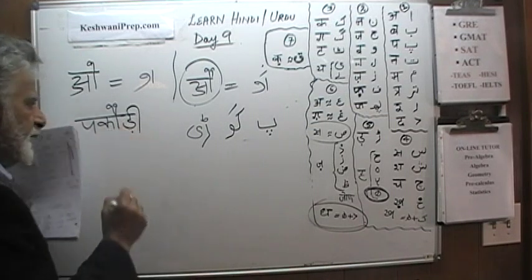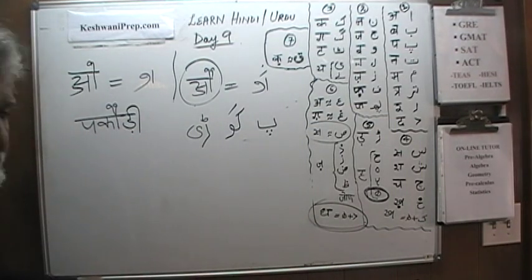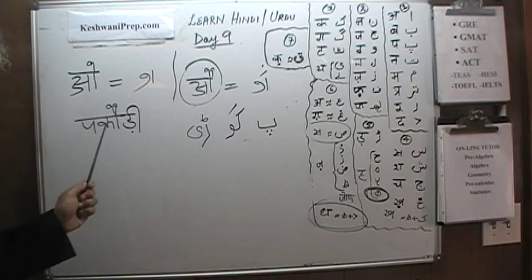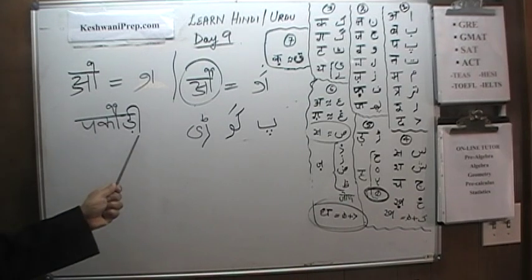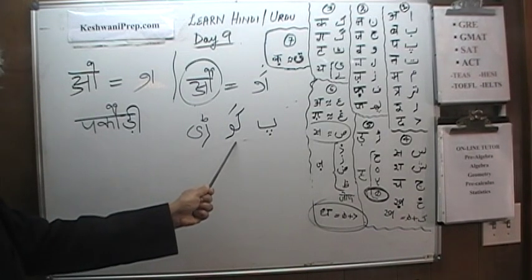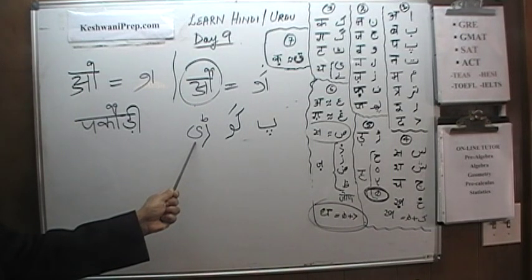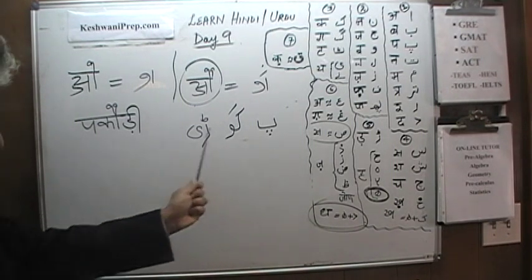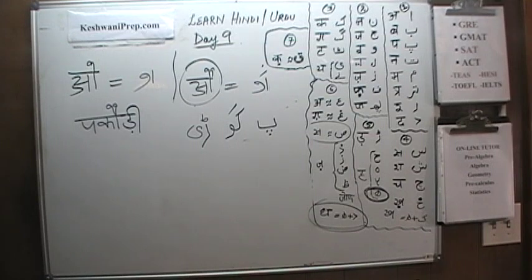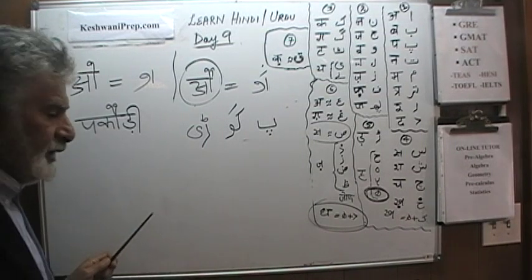Pakodi. Badi ki matra. So here we have two matras. We have the badi o ki matra and the badi e ki matra. Pakodi. We have to join them together. We'll do it in a second. But before we do that, let me write another word.